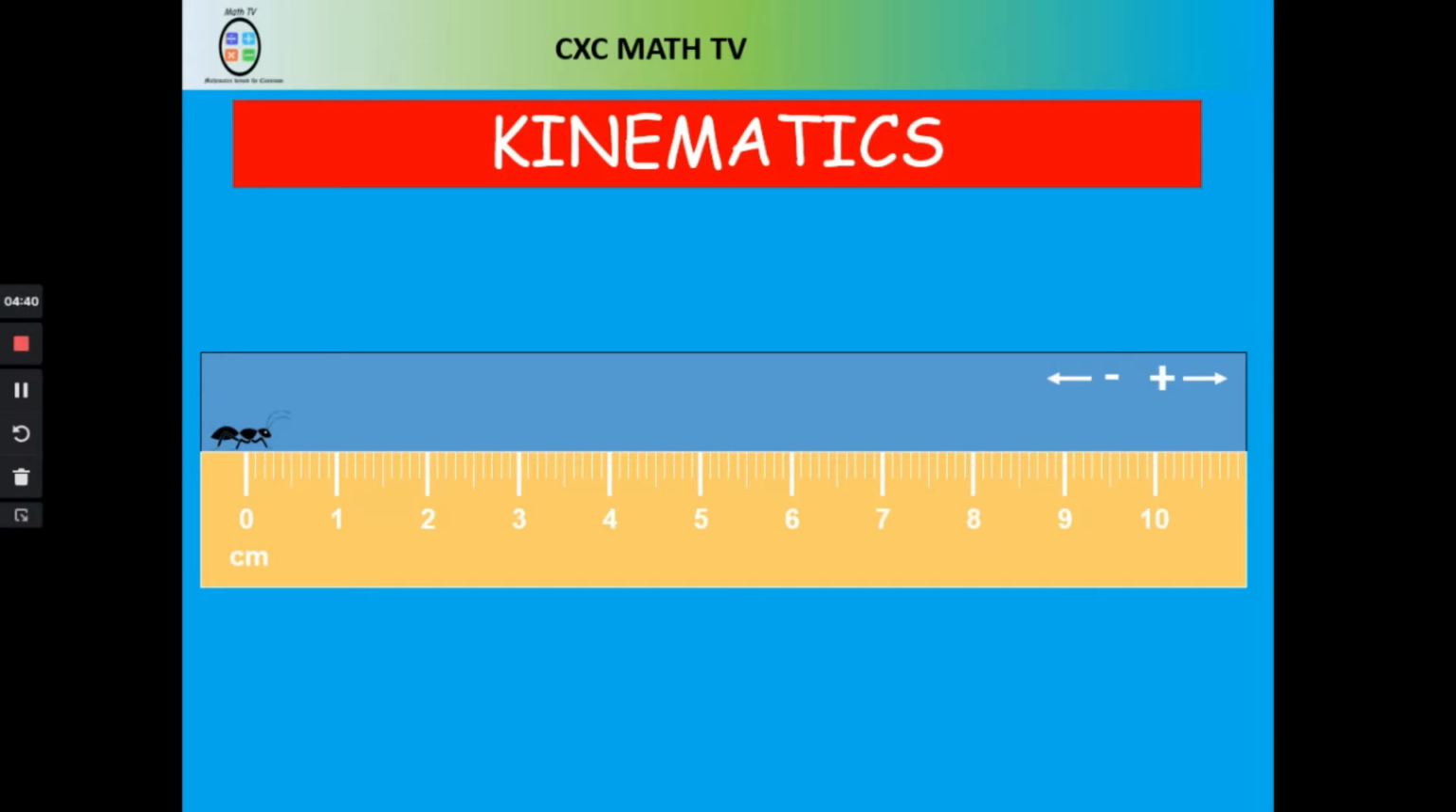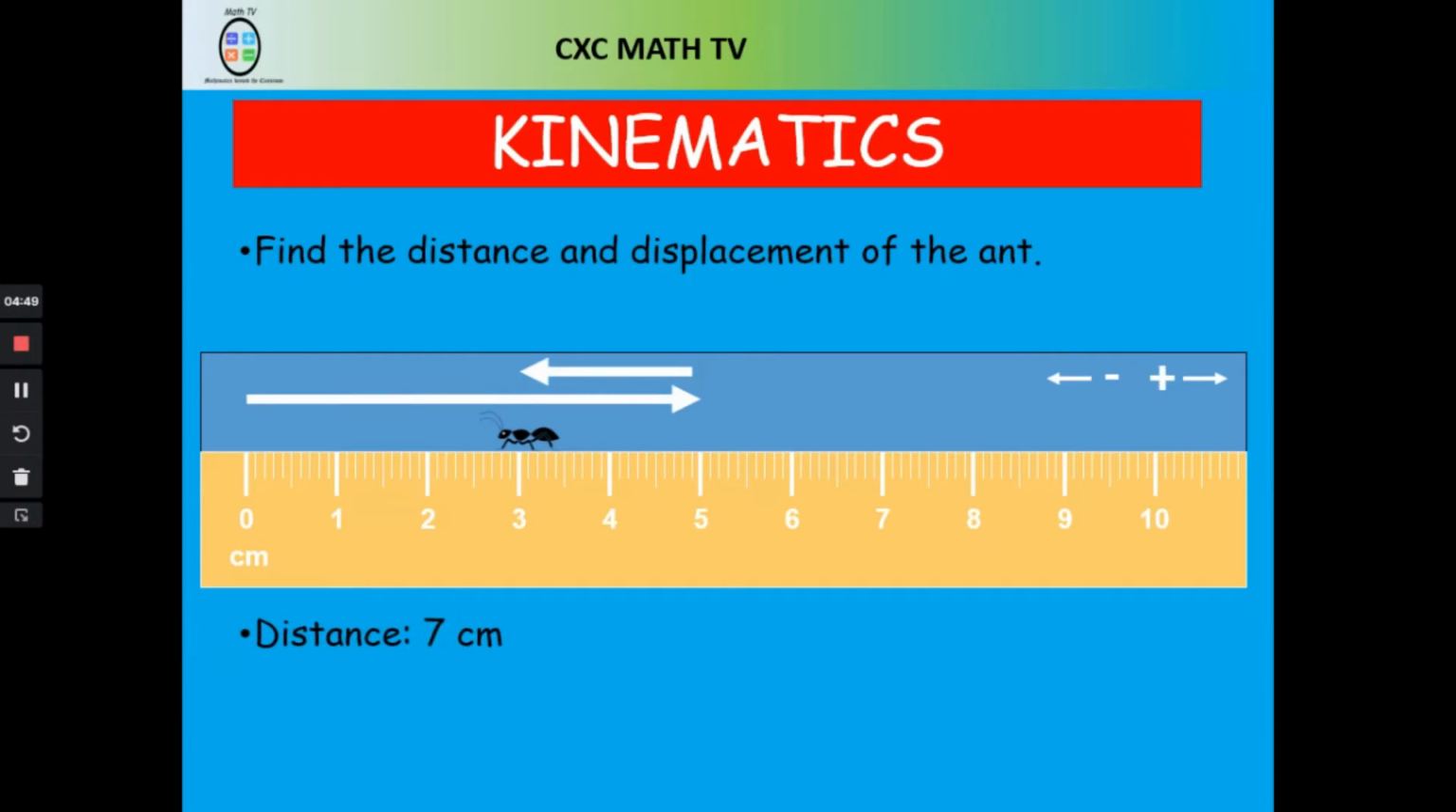Now that might not be so clear, so let's look at another example. Remember when the ant went 5 centimeters forward, then 2 centimeters back. We said that the distance was 7. Now its displacement is just positive 3. The displacement is just positive 3. It is from where it started, from 0, to this positive 3. That's its displacement.